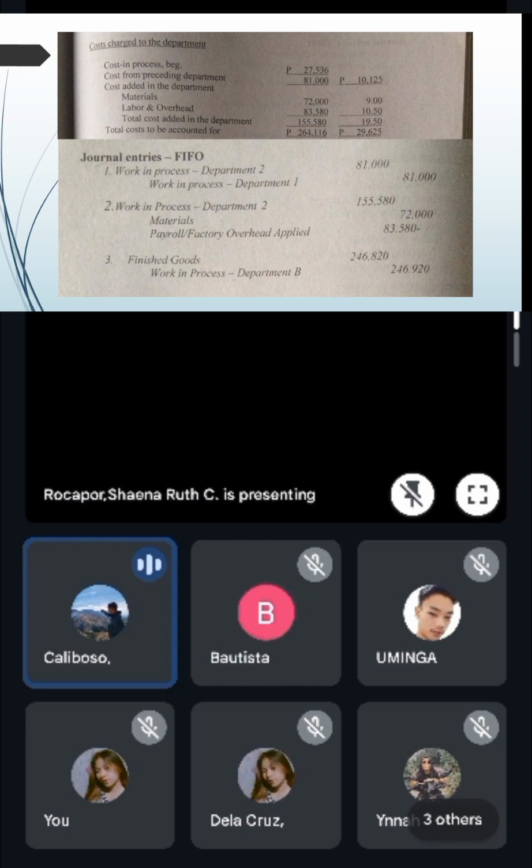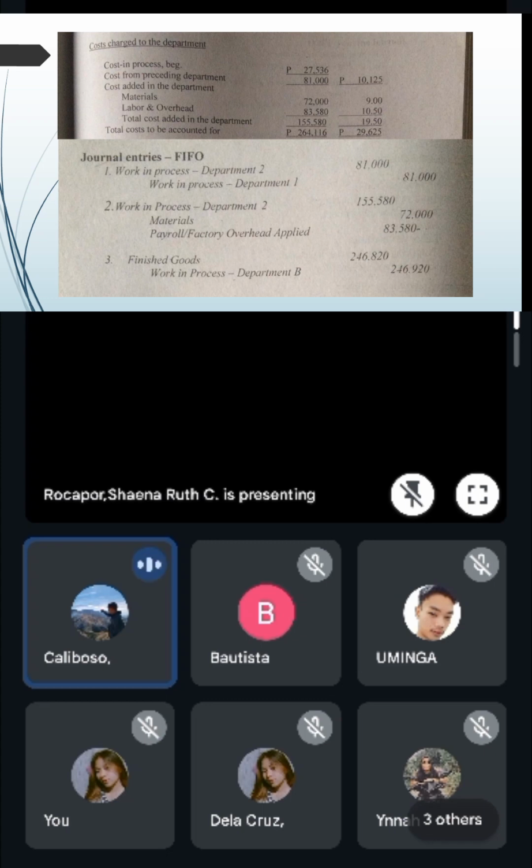So, we have a cost in process beginning which is 27,536. Hindi ko na ikakalkula kasi given naman ito sa task. Medyo komplikado kasi online tayo. Tapos we have a cost from preceding department is 81,000. So paano nakuha yung 10.125? So ito 81,000 dinivide ko lang sa 800. So nakuha yung 10.125.